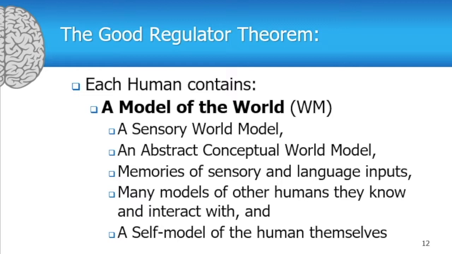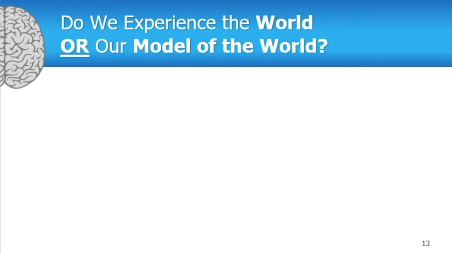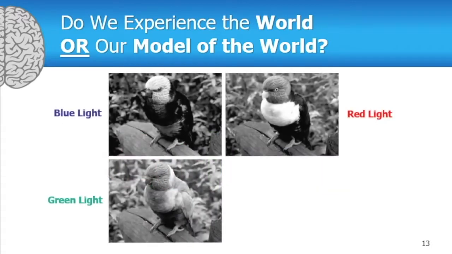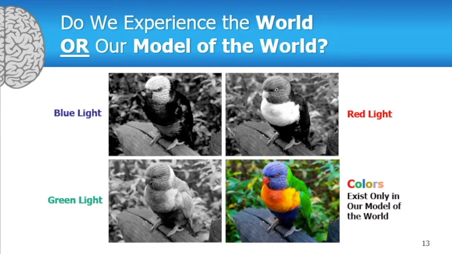Now the question is, do we experience the world directly, or do we only experience our model of the world? Colors can help answer that question. The way colors work is that the eye contains three different kinds of neurons that are sensitive to different wavelengths of light. So the information the brain receives from the eye is equivalent to three black and white images like this. The brain takes that information and produces this experience of colors.